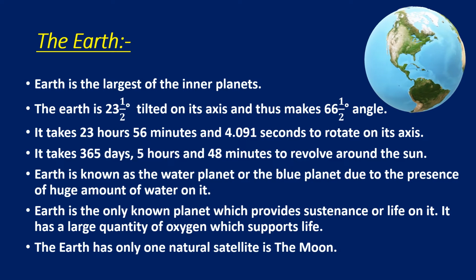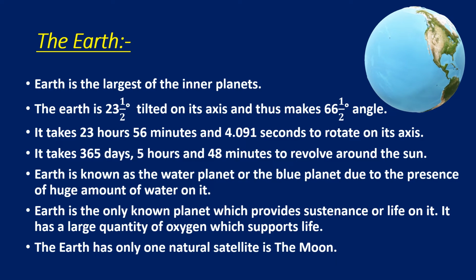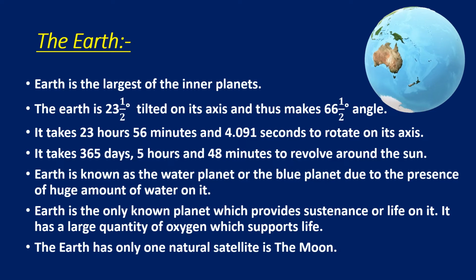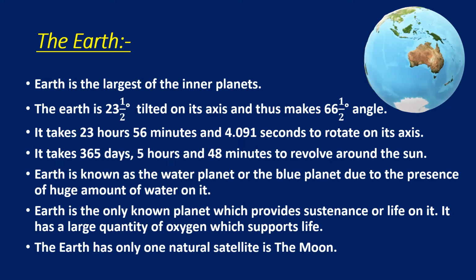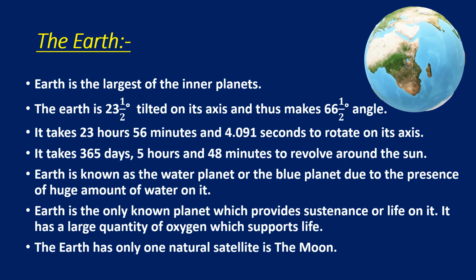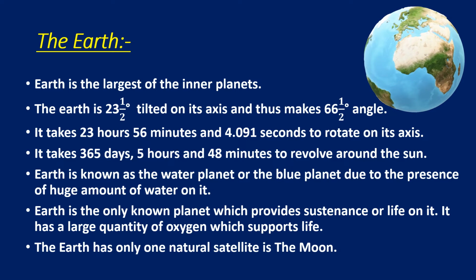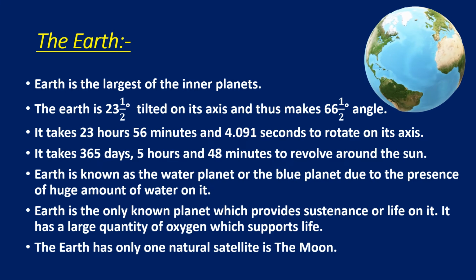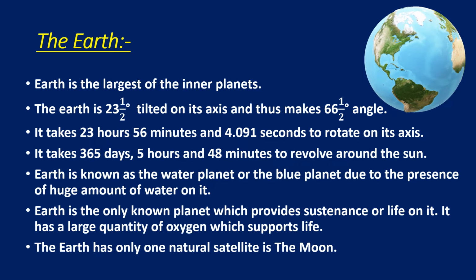The Earth. Earth is the largest of the inner planets. The Earth is tilted 23.5 degrees on its axis and thus makes a 66.5 degree angle. It takes 23 hours 56 minutes and 4.091 seconds to rotate on its axis. It takes 365 days 5 hours and 48 minutes to revolve around the Sun.